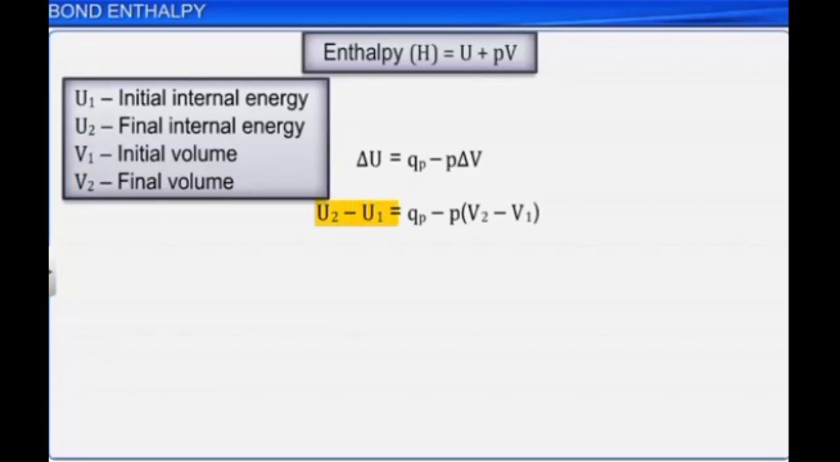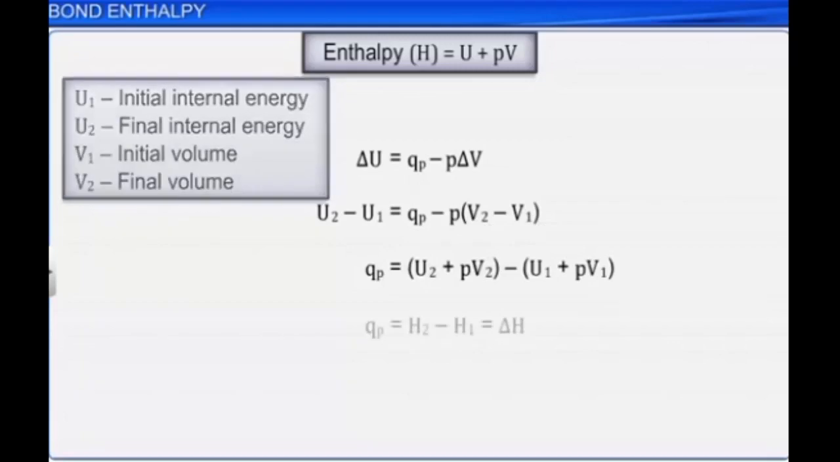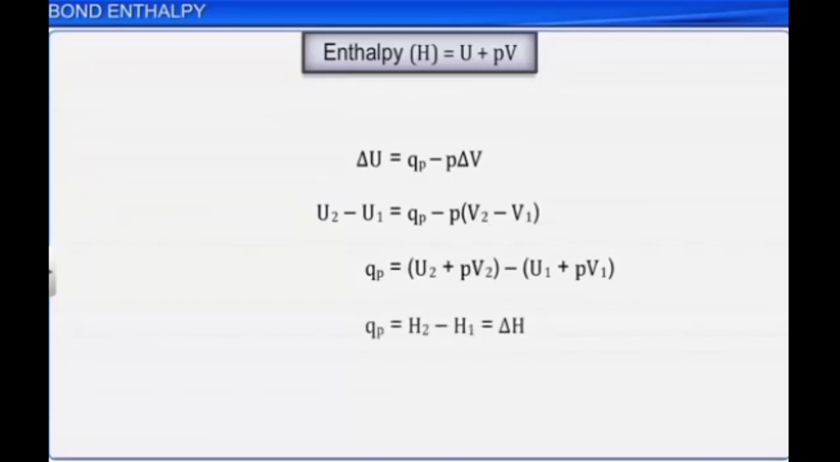On rearranging this, we get QP equal to U2 plus PV2 minus U1 plus PV1. But we've already learned that U plus PV equal to enthalpy H. Hence, the equation can be written as QP equal to H2 minus H1 is equal to delta H. Therefore, delta H is equal to QP.